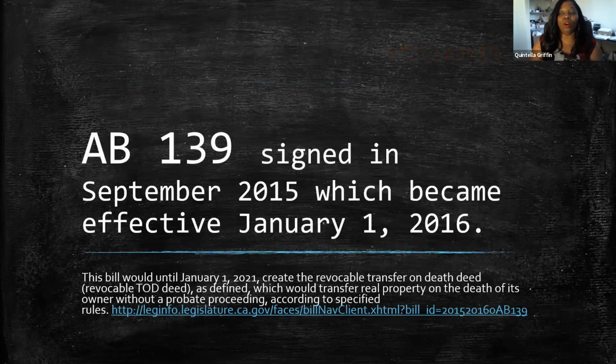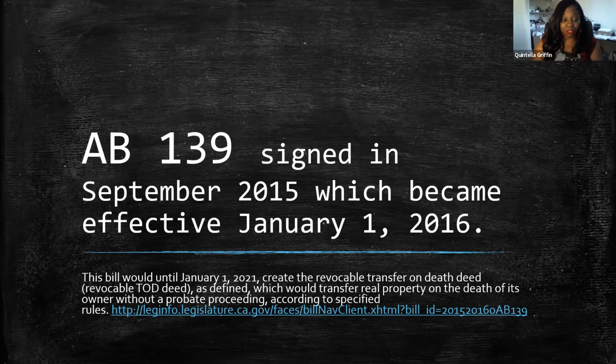Okay. Where did this deed come from? Because I know a lot of people haven't heard about it. So this bill, it was AB 139, signed in September of 2015, which became effective January 1, 2016. So it's been around for about 4 years. And what this deed does is it adds a beneficiary to it. So you don't have to do a will, you don't have to do a living trust, you don't have to do anything because the deed records the beneficiary.